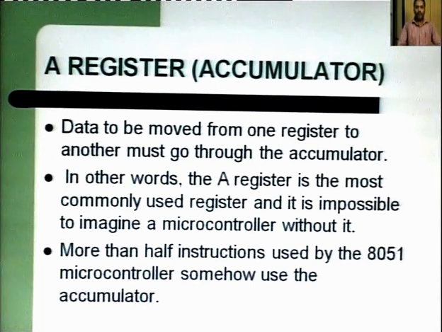Next, data to be moved from one register to another must go through the accumulator. In the data transfer case, the data moves through the accumulator. Some advanced microcontrollers have advanced instructions also, but in the basic microcontroller, the accumulator is used for this data transfer. In other words, the A register is the most commonly used register, and it is even impossible to imagine the microcontroller without this accumulator. More than half of the instructions used by the 8051 microcontroller somehow use this accumulator.